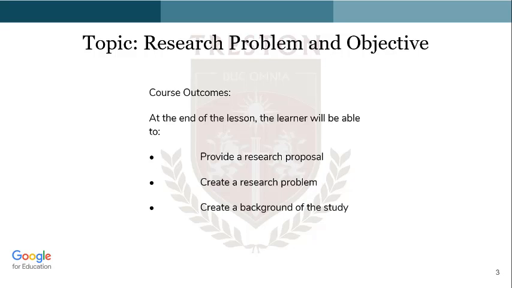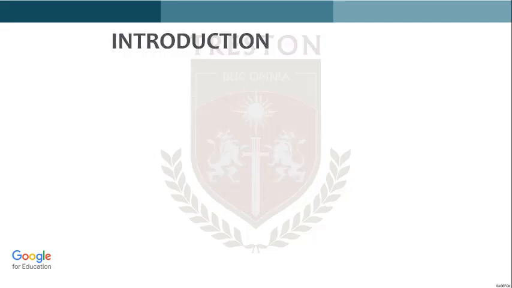Next, we have the course outcomes. What's the outcome of this topic or course? It is to provide a research proposal, create a research problem, and then create a background of the study or introduction.